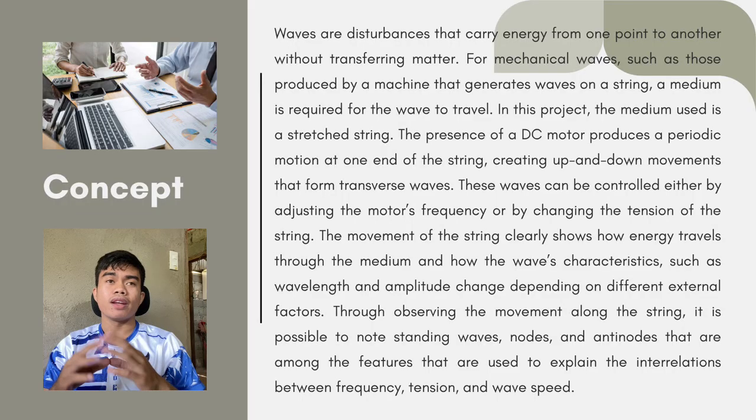So when the waves reflect back and forth on the string, some points stay still and these are called the nodes, while others move the most, which are the antinodes. So these patterns are called standing waves, and they help us study the connection between frequency, tension, and wave speed, which is the main focus of our project.